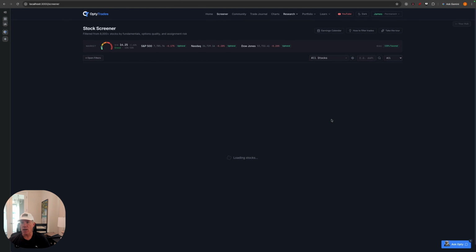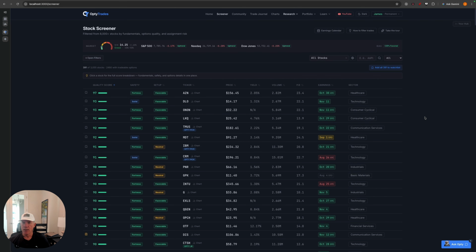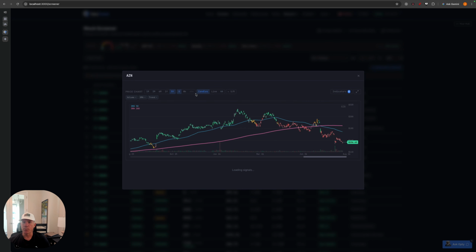We're going to load all of our stocks here. And in the screener, you'll see the ticker symbol. To the right of that, it says chart. When you hover over that, it highlights. Left click that, it's going to pull your chart up.